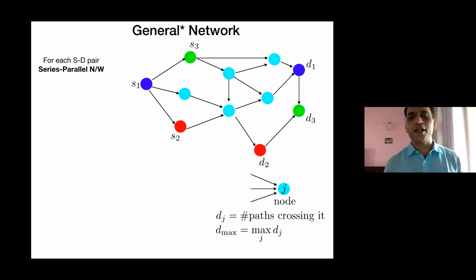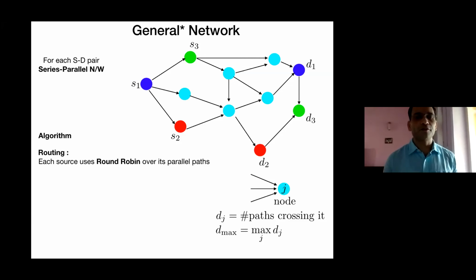Let's look at any node in the network and look at the number of paths which are crossing it. Remember, paths are well defined here because we're assuming that between every source and destination, it's just a series parallel network. So you look at the number of paths crossing a particular node and find the node which has maximum number of paths crossing it.